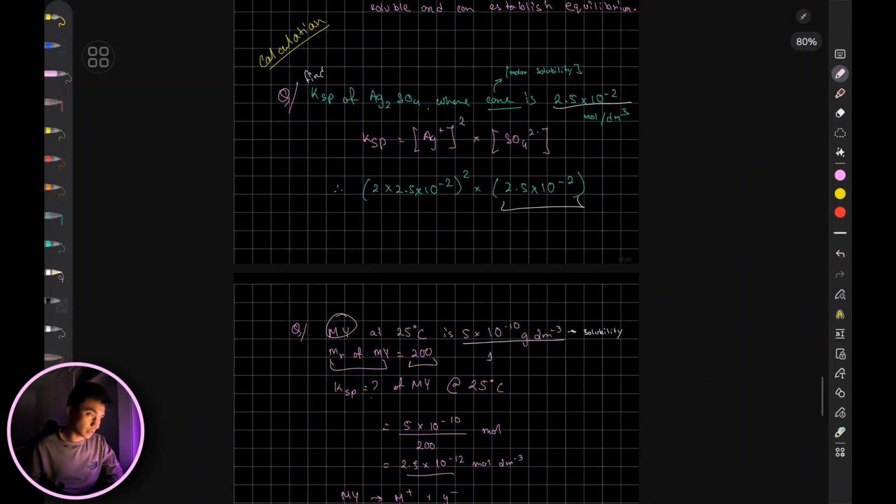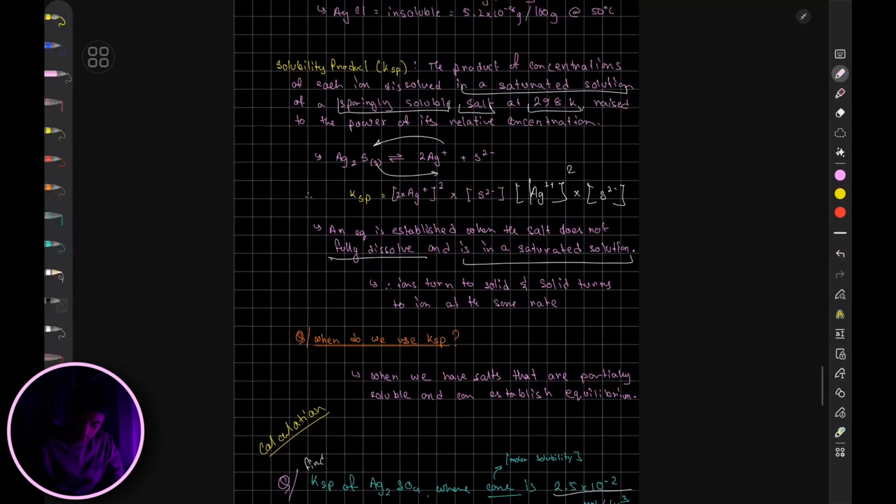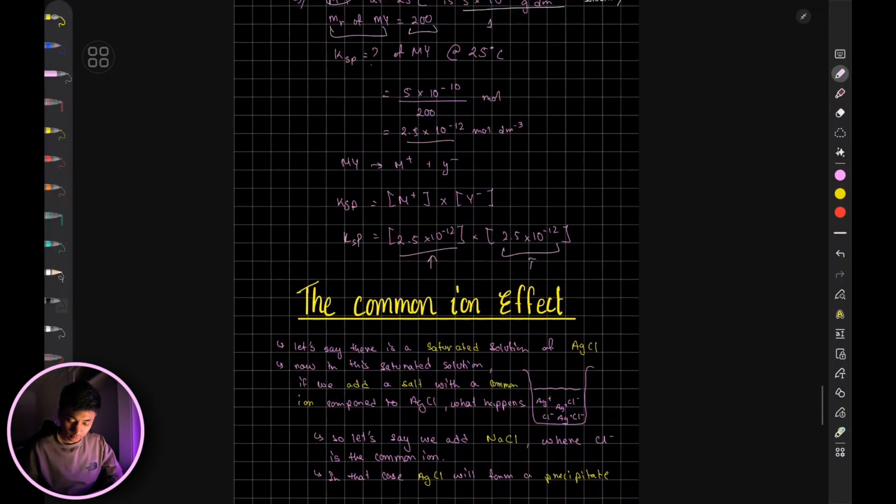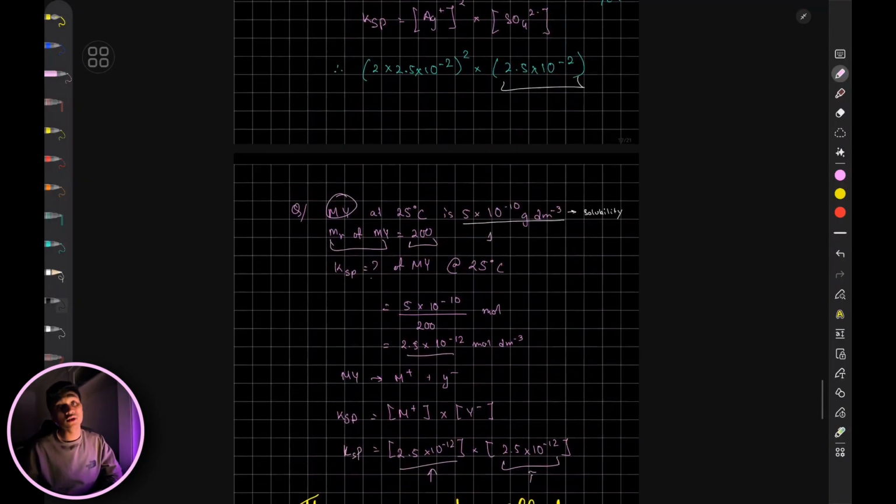Great. Amazing. Let me check one thing. Where am I? This is Solubility Product. Yeah. Fair. Okay. Amazing. The next topic is going to be the common ion effect.